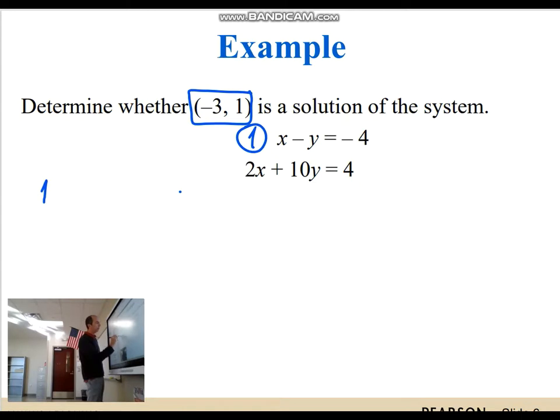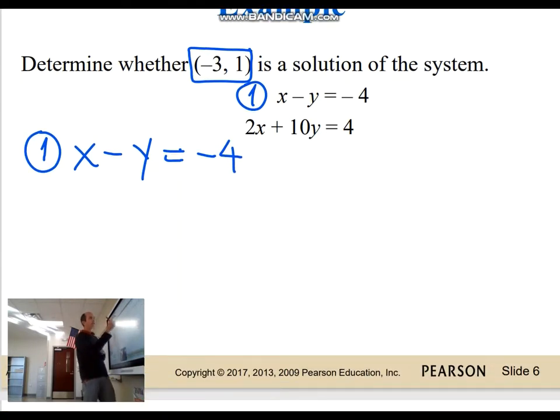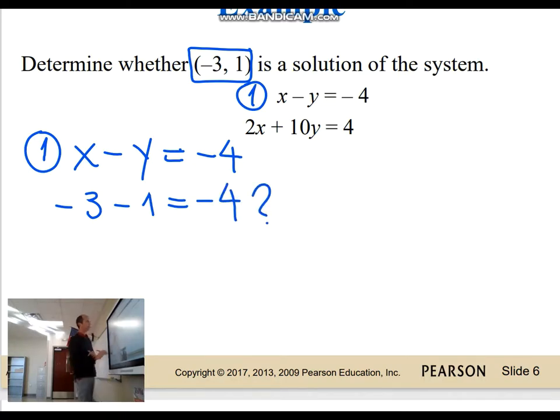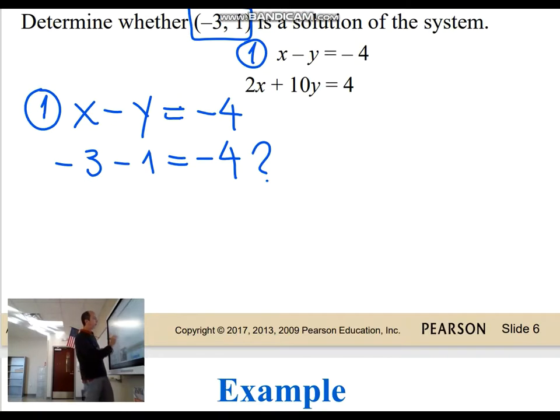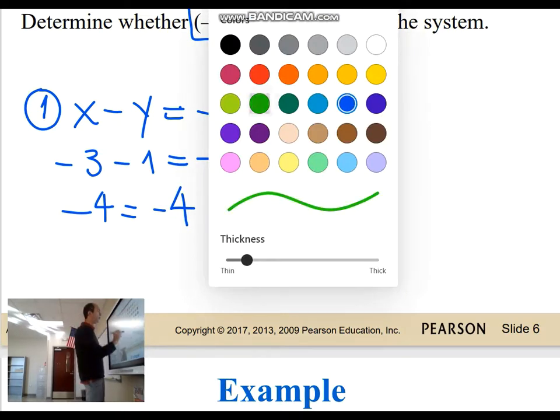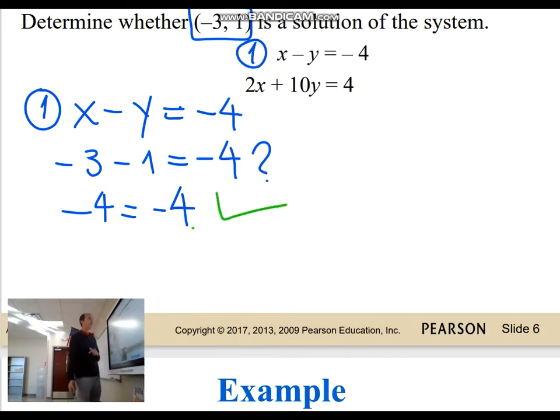Equation number 1 is x minus y equals -4. So we have to plug in and check if this produces a true statement. X is -3, y is 1, and this is supposed to be -4. Let's check if this is true. -3 minus 1, -4, equals -4. True or false? What do you think? Yes, this is true.